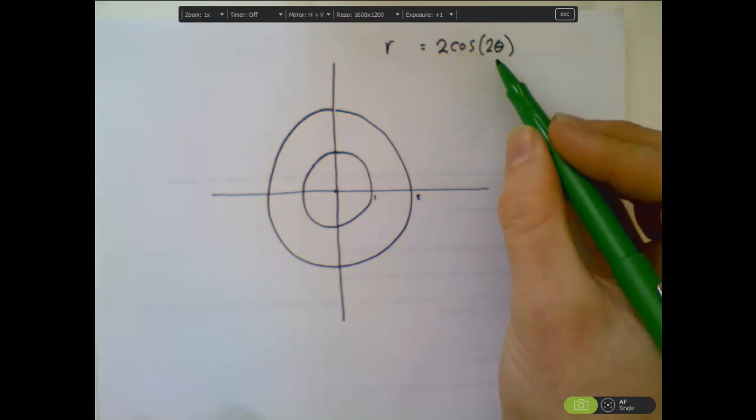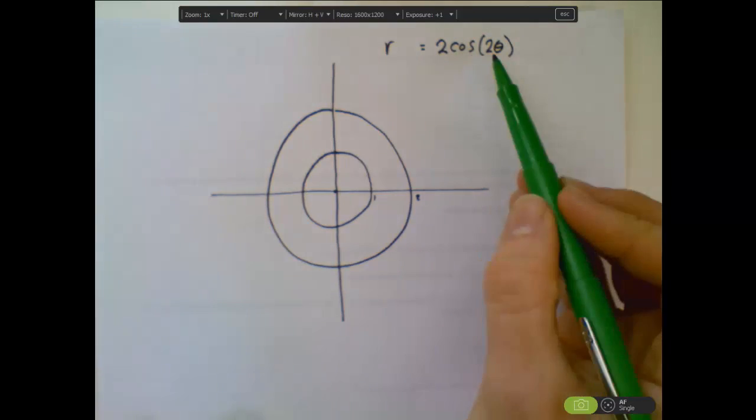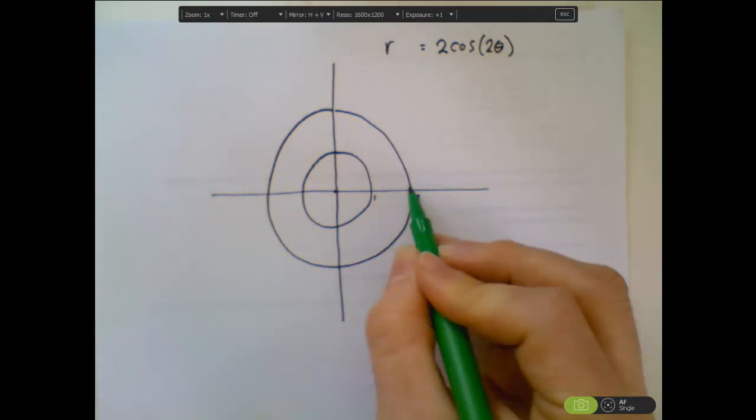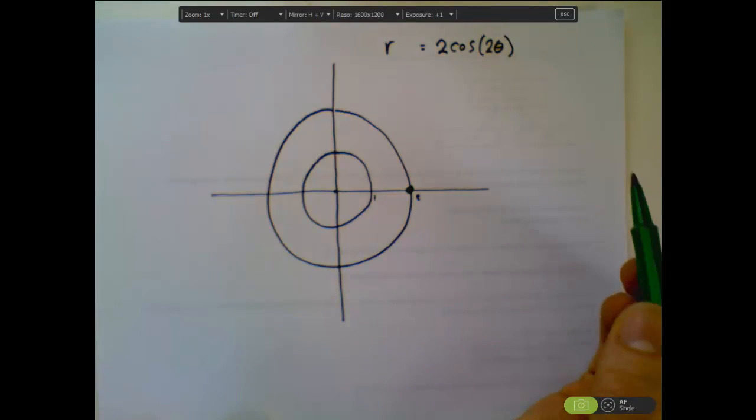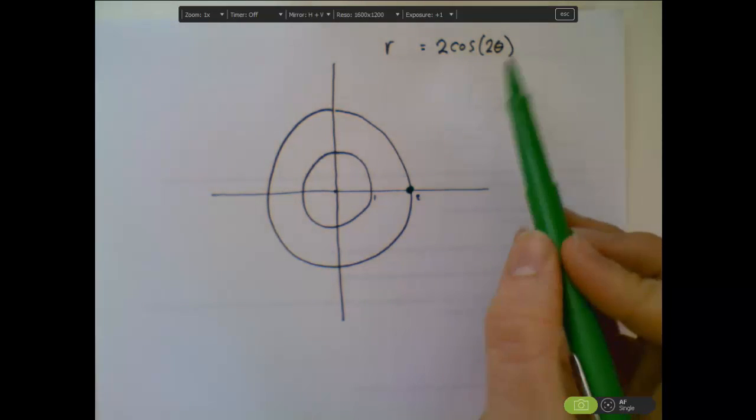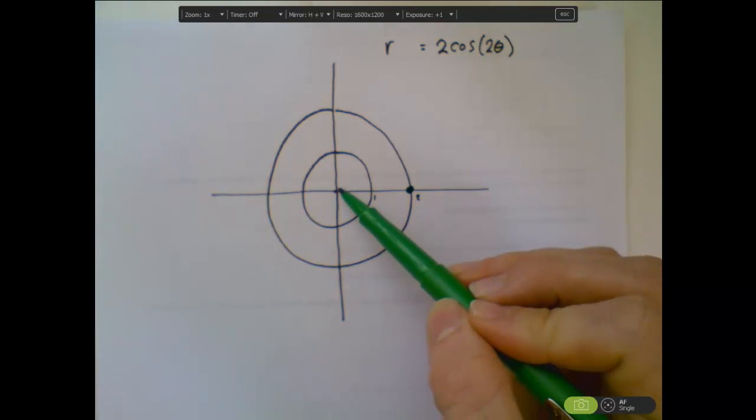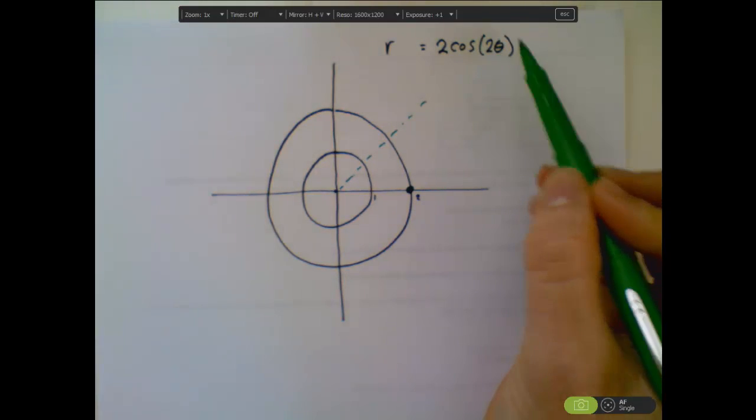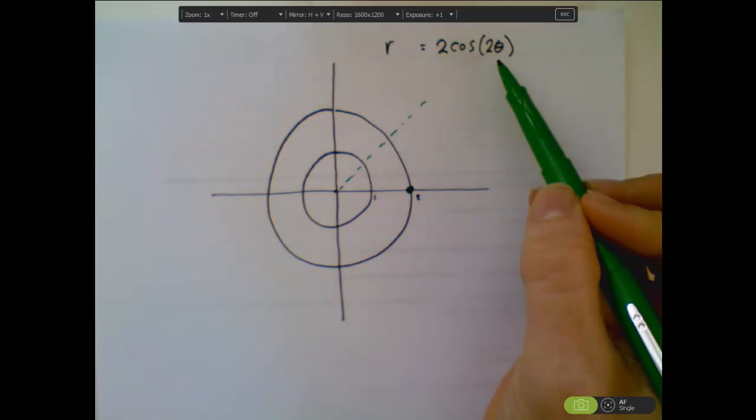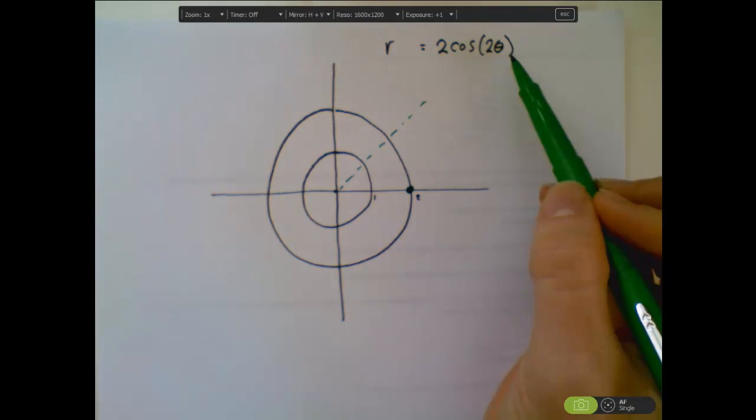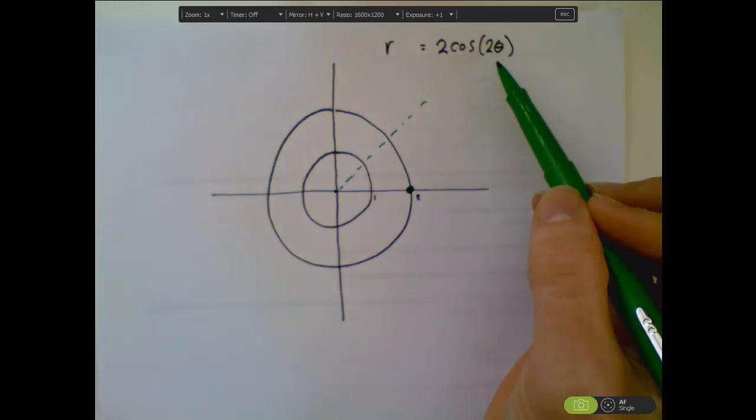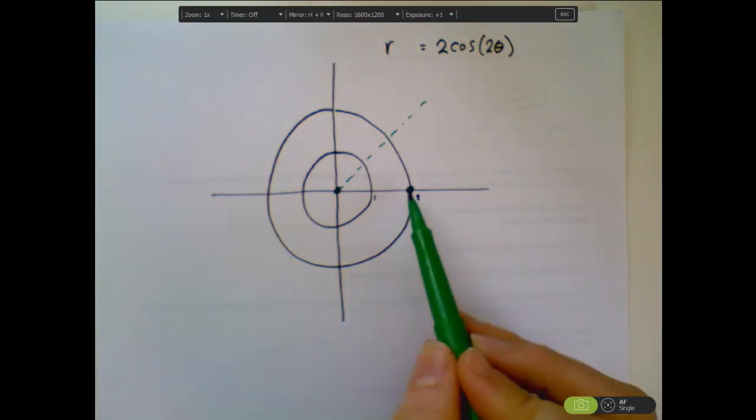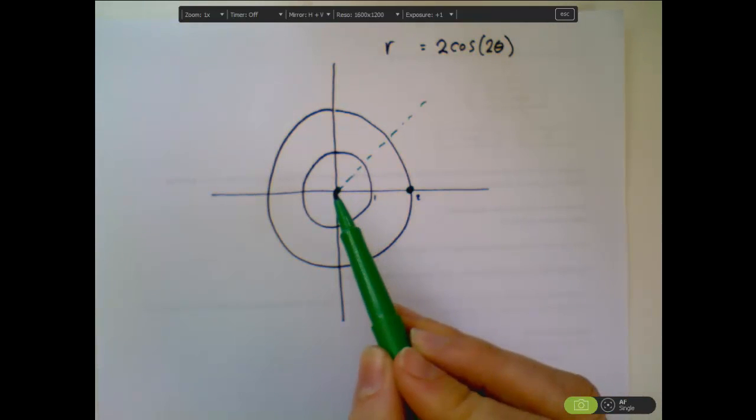Alright, we'll start with theta equals 0. So cosine of 0 is 1, which means r is 2. So when the angle is here, we have a point at 2. Alright, let's think about what happens at pi over 4. If you multiply that by 2, that'll give us pi over 2. Cosine of pi over 2 is 0. So that means once the angle gets up here, r is 0. So our point is going from here to there.